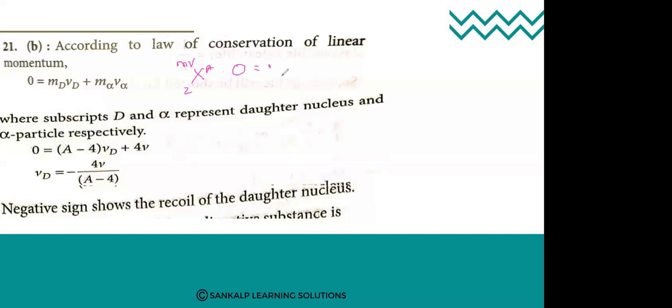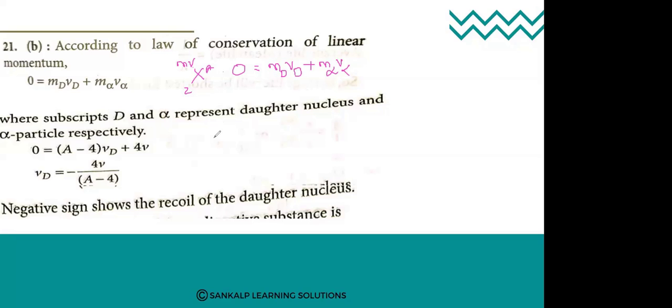So after momentum, we need to write the momentum of the daughter nuclei, m_d v_d, plus m_alpha v_alpha, the momentum of the alpha particle. So before collision the momentum is 0. After collision it is the sum of the momentum of the daughter nuclei plus the alpha particle. Here d is for the daughter nuclei and alpha is for the alpha particle.